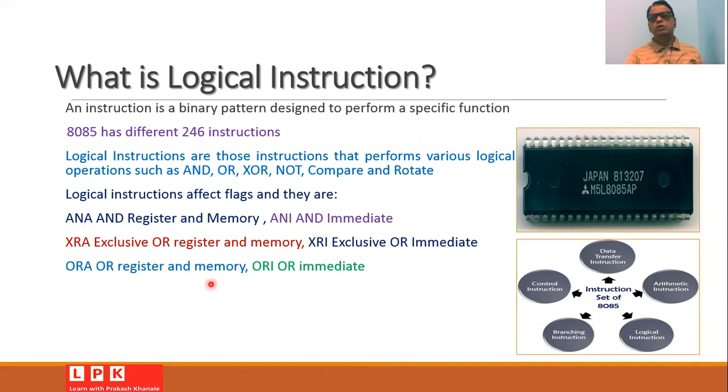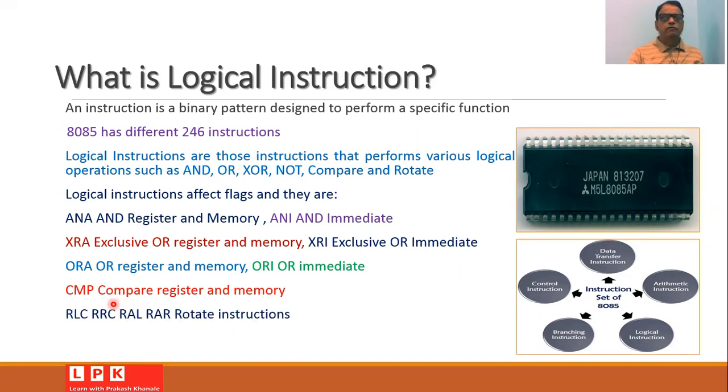Whenever you want to perform the logical OR operation with the register and memory, you can use the instruction ORA. Whenever you want to perform OR with the immediate data provided in the instruction, you can use the instruction ORI. You can compare the content of the register and memory by using the instruction compare, CMP. Whenever you want to rotate the contents of the accumulator, you can use the rotate instructions such as RLC, RRC, RAL, and RAR.